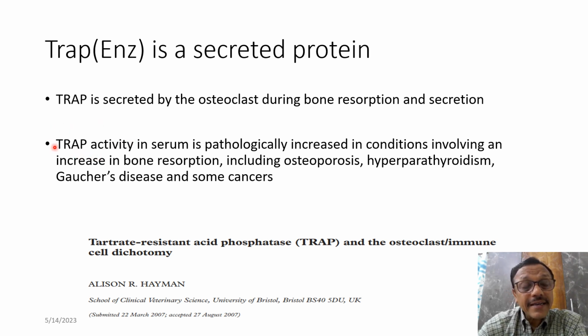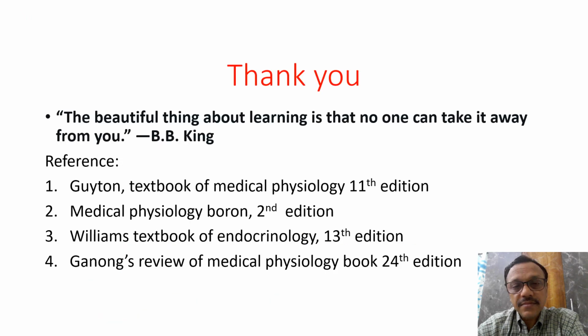Now, if the activity of this enzyme is pathologically increased, that means it is going to work for a longer duration. A longer duration means there will be an increased amount of bone reabsorption, and you can see this in cases like osteoporosis, hyperparathyroidism, Gaucher disease, and some other important cancers. If you want to read more about this TRAP enzyme, you can see this article. Thank you.